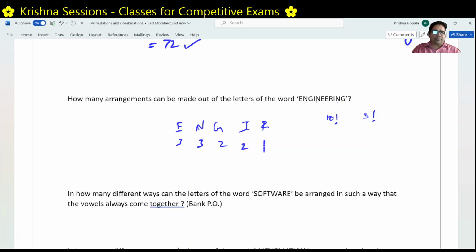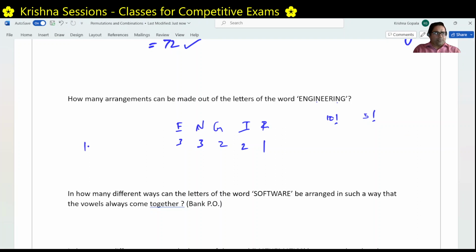R is how many times? R is 1 time, right? We covered all of them. E 3 times, N 3 times, G 2 times, I 2 times, R 1 time. So in this kind of problem, what is the total number of letters? The total is 11 letters.